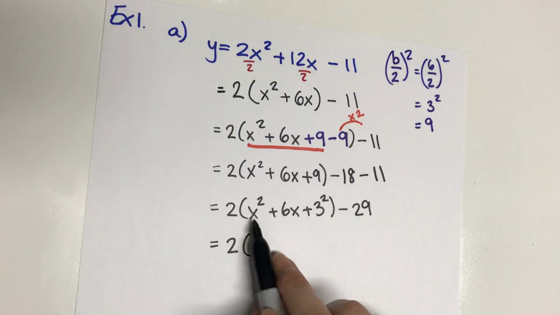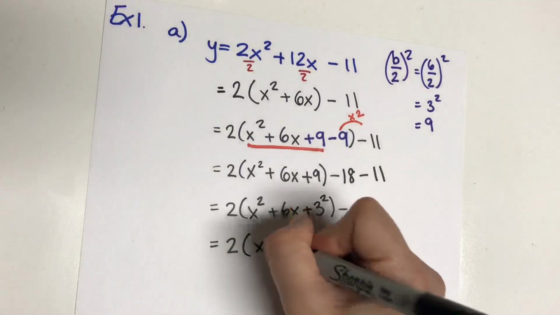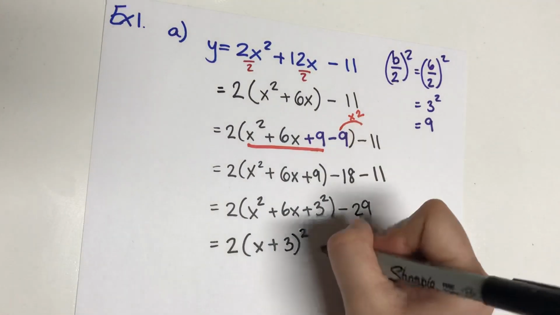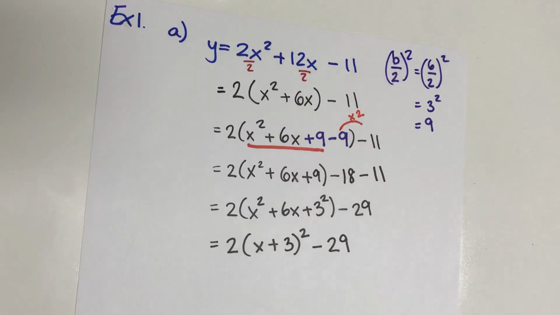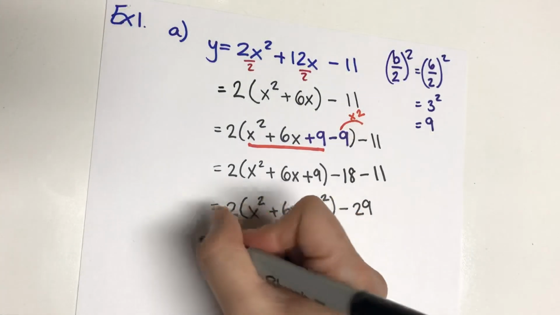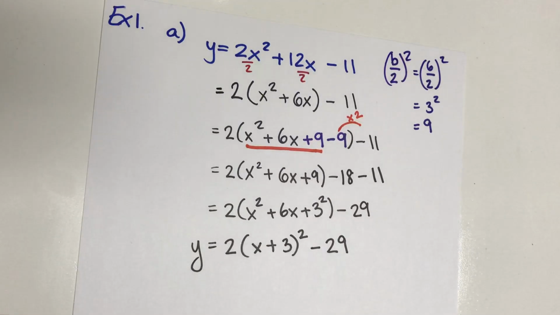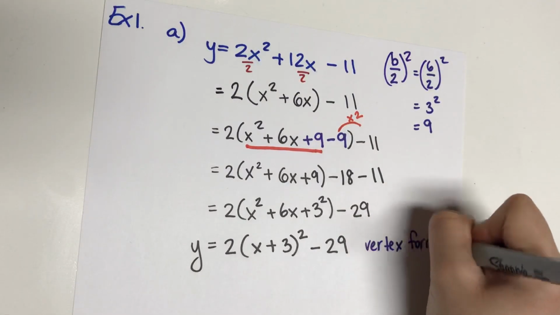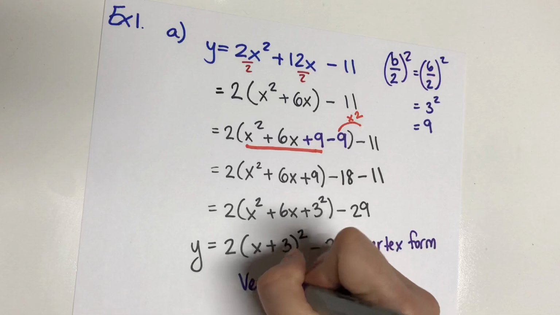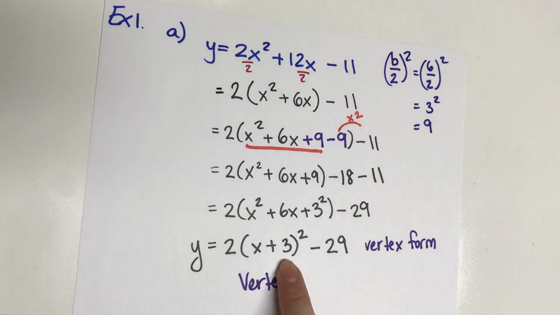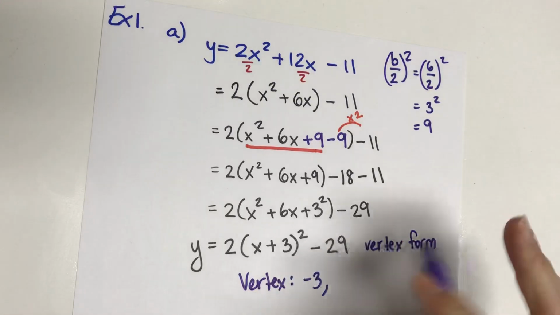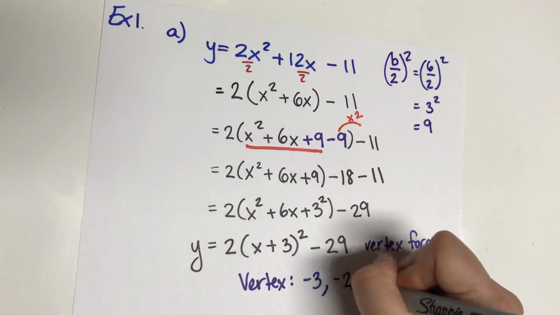So the base here, this is a plus sign. This is a 3. Squared minus 29. And there we have vertex form. And I can see that my vertex is my h, k. So here my h opposite, so negative 3. And my k is negative 29.